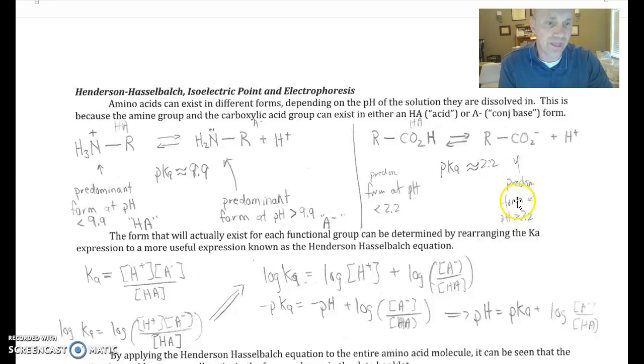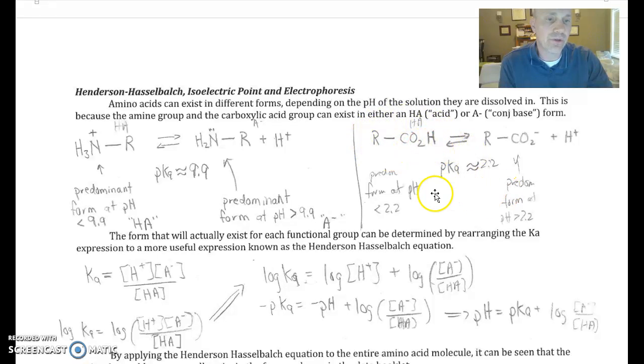So again, what that means is that if we had the amino acid, which has this carboxylic acid group, in a solution where the pH was greater than 2.2, then the deprotonated form, or what you would say the carboxylate form, would be the predominant form. If we had a pH lower than 2.2, this would be the predominant form.